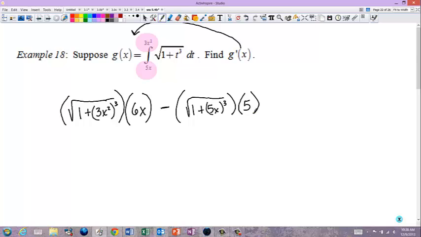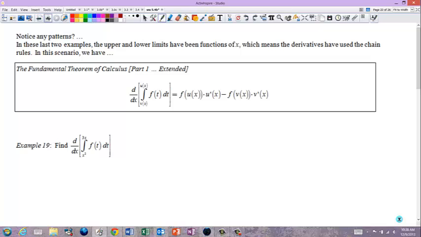And that's all. That's it right there. That's all you do. So, notice any patterns? I went ahead and gave you the pattern. This is the fundamental theorem of calculus extended. I really should have worked it and shown you how you got what you got, but for the sake of time, I'm not going to do that. If you want me to do it in class tomorrow, let me know and I will, or when you finish, just let me know and I'll do it for everybody together.